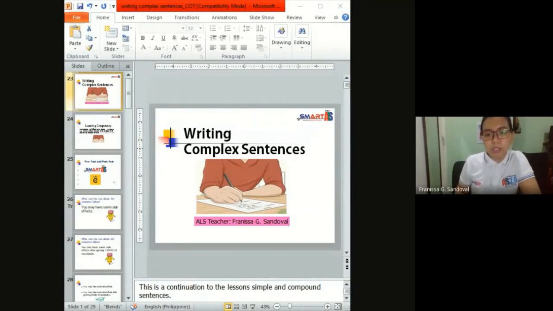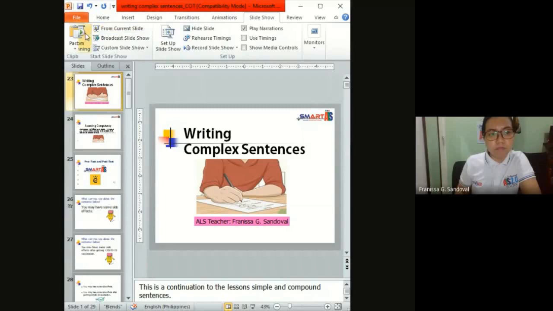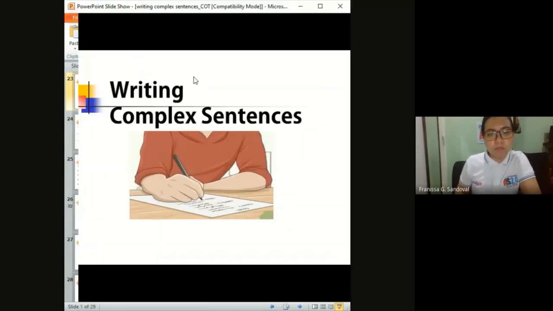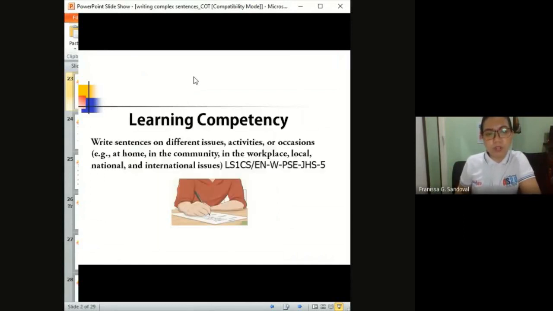Writing complex sentences. For our learning competencies, write sentences on different issues, activities, or occasions at home, in the community, in the workplace, local, national, and international issues.